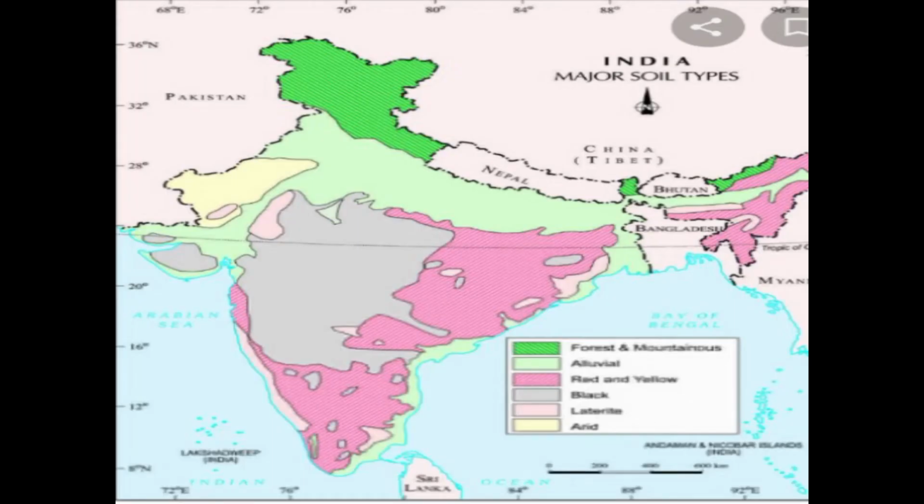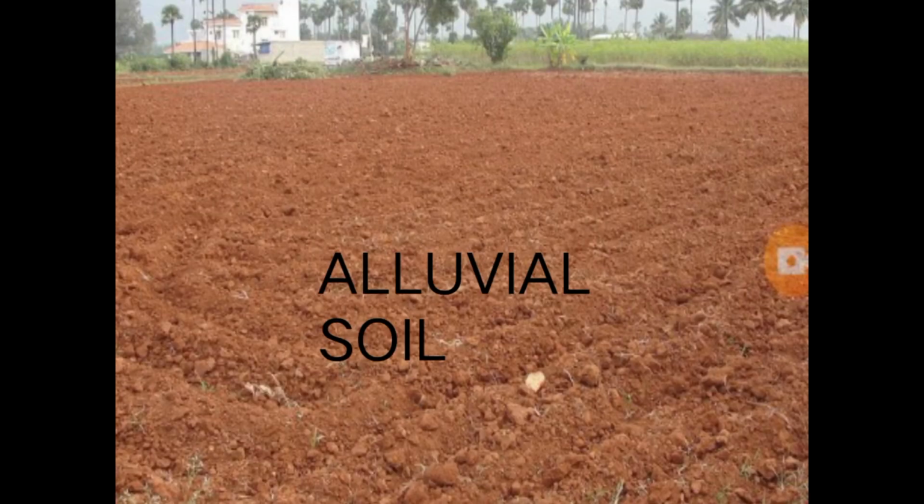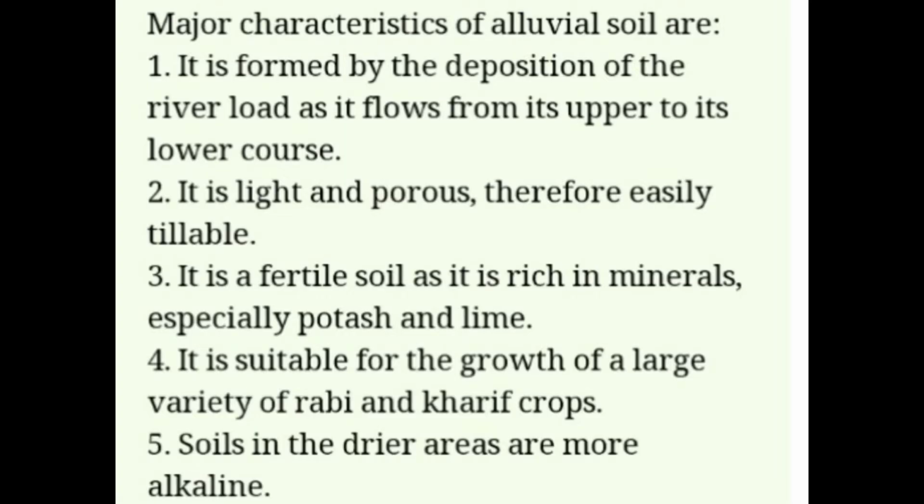This is the map of India and the distribution of soil in different parts. The soil: sandy soil, loamy soil, clayey soil. First, let us talk about the alluvial soil, the most fertile of its kind.